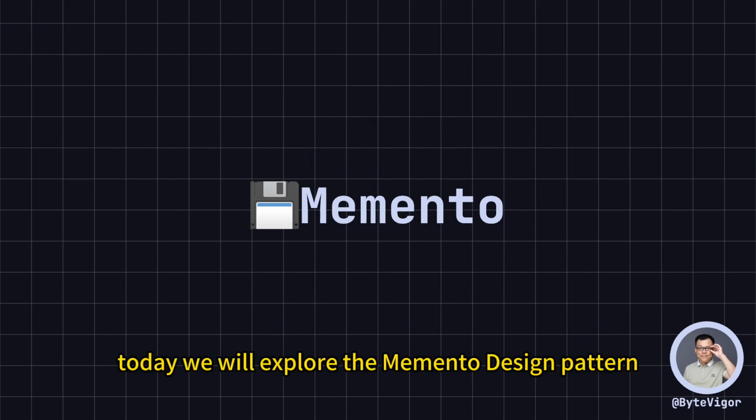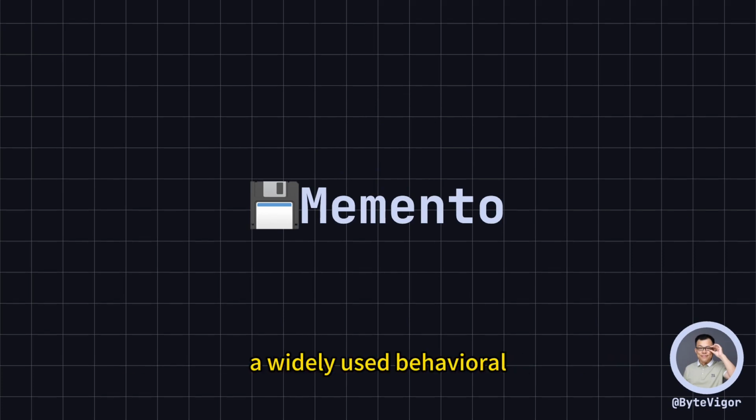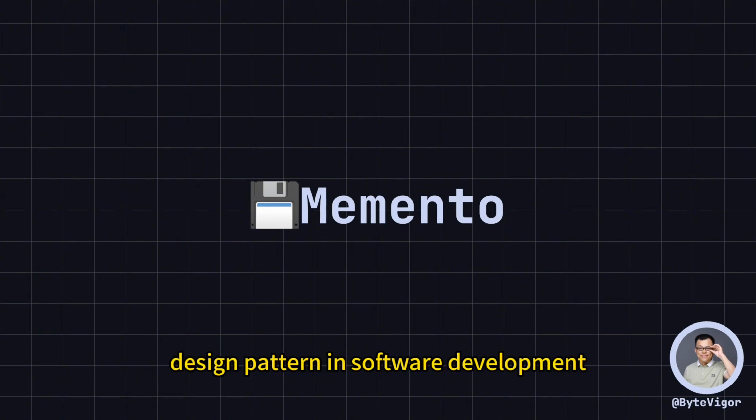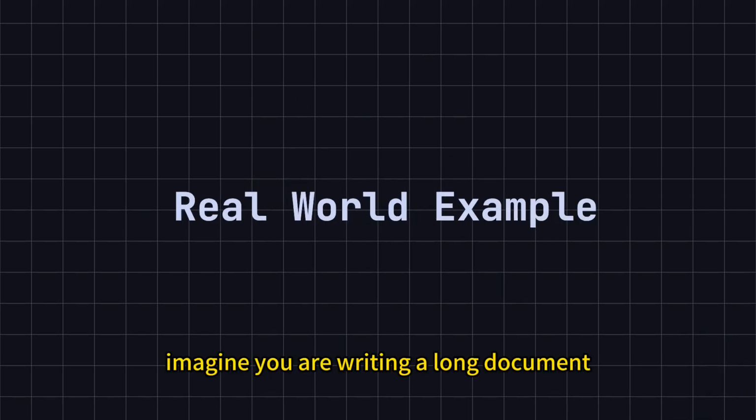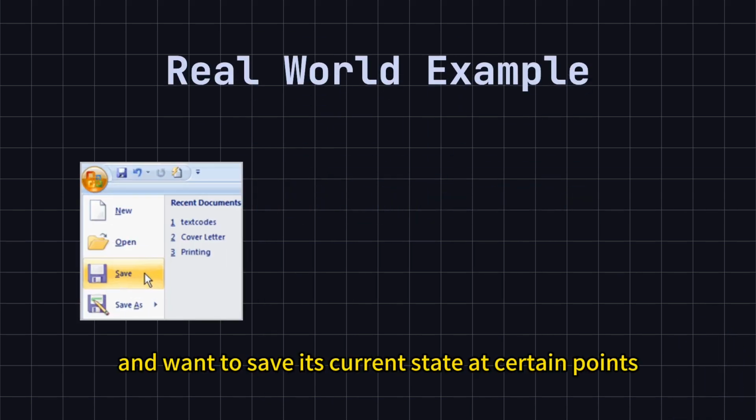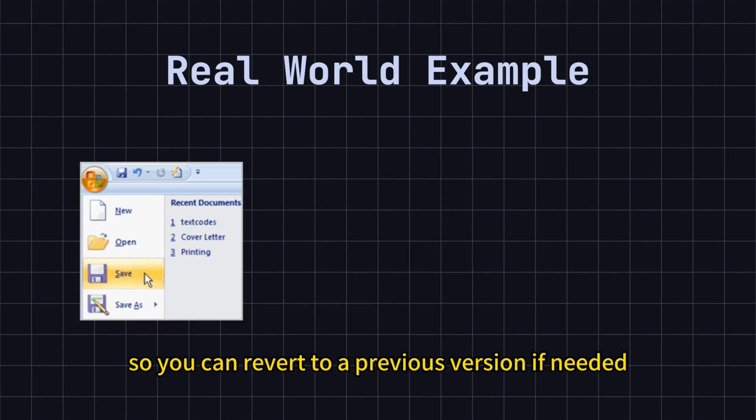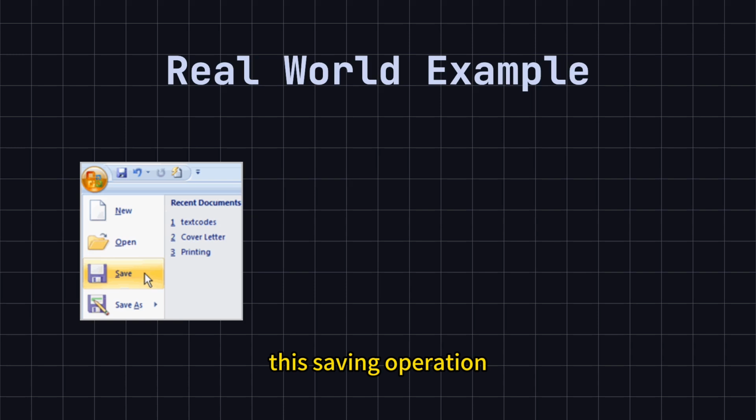Today, we will explore the Memento design pattern, a widely used behavioral design pattern in software development. This pattern is used to save and restore the state of an object without breaking its encapsulation. Imagine you are writing a long document and want to save its current state at certain points so you can revert to a previous version if needed. This saving operation is similar to the memento in the Memento design pattern.